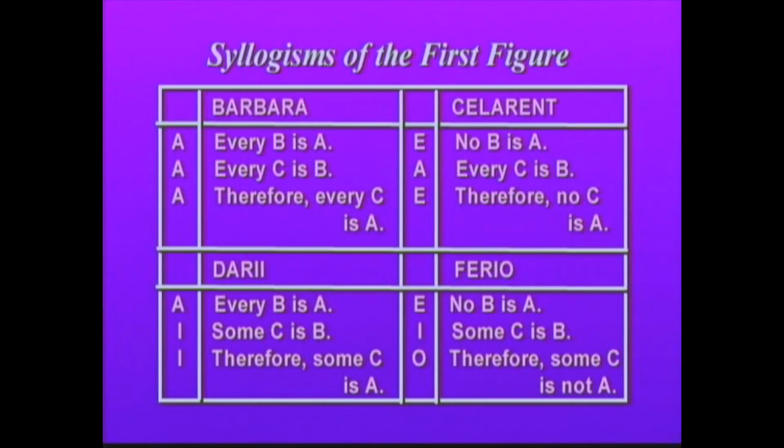Finally, we can say that the first letters of these names are chosen by simply going through the consonants, the first consonants of the alphabet. So Barbara begins with a B, Celerent with a C, Darii with a D. We skip E since that's a vowel, and we go to F to get Ferio. That's all we're going to talk about with that chart. Now we're going to talk about the imperfect syllogisms.